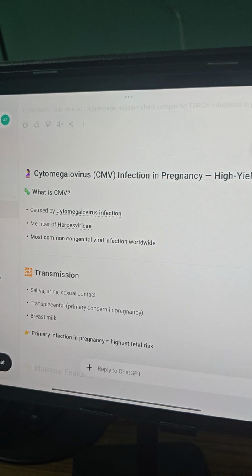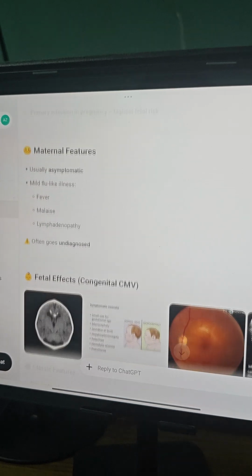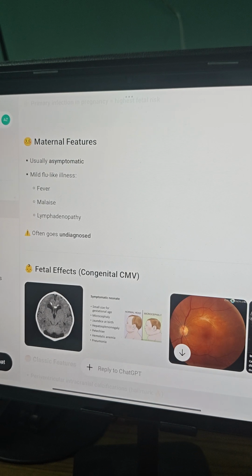It also occurs transplacentally, hence the primary concern in pregnancy is transplacental transmission, and it is teratogenic also. It is released in breast milk also. So both pregnancy and lactation are risk factors for the fetus. Now, coming to maternal features, usually mothers are asymptomatic because of the viral infection. So the patient can present with a flu-like illness like fever, malaise, and lymphadenopathy, and it is often undiagnosed.